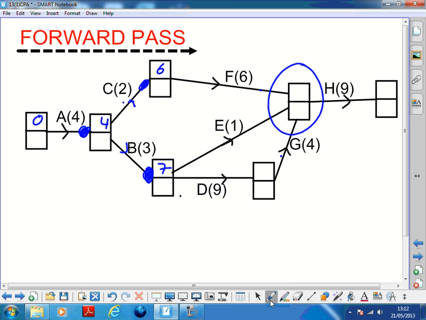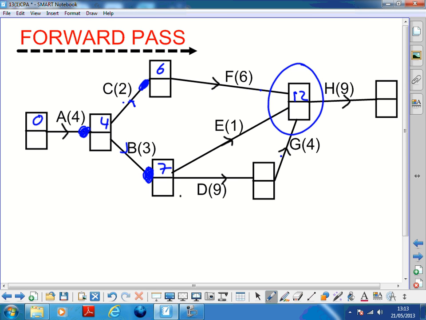And the largest input, 6 plus 6 would be 12. 7 plus 1 is 8. And 9 plus, well, we haven't done that one yet, so I can't go that way. At the moment, the largest would be 12.